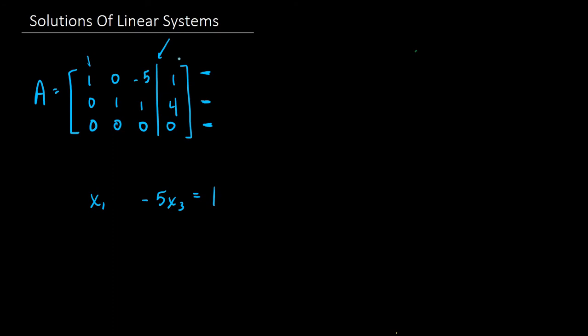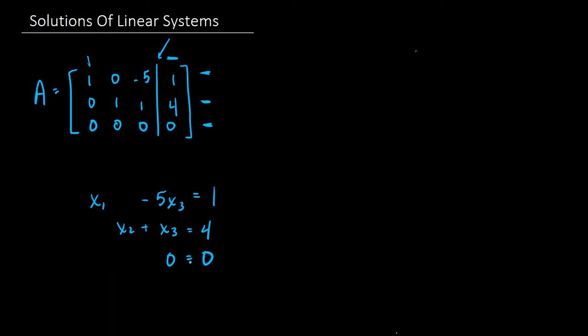The right side of the line is the right side of the equal sign, and the left side of the line is the left side of the equal sign in a linear equation. Moving on to the second row, we have 0x1, 1x2, and 1x3 equals 4. And then our third row is just 0 equals 0. I'll write that just as a placeholder to remind us what's going on here.